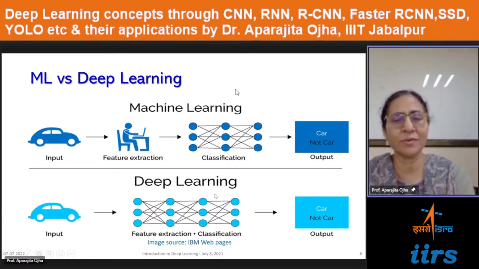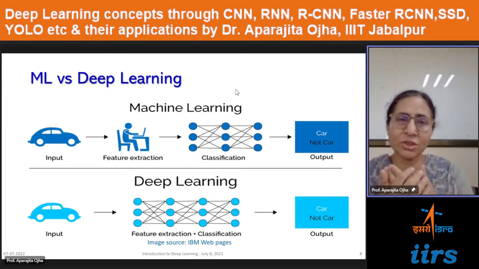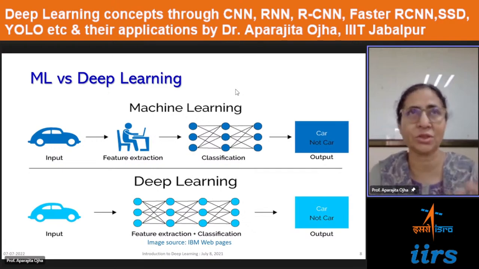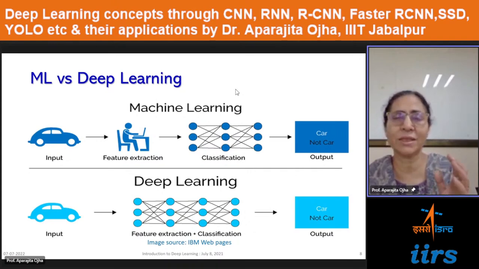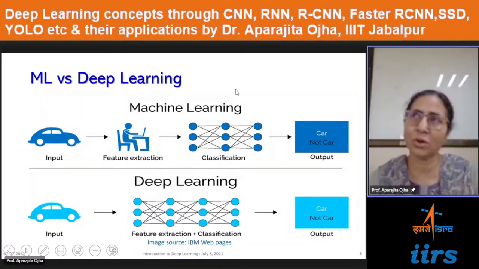In contrast to this, my dear friends, deep learning does the feature extraction and classification all in one stage. So it learns the features automatically. You need not worry about which features should be the best possible 100 features or what could be the best method of extracting features. You simply give the data, and that data is fed to the deep learning model, and it automatically extracts features and classifies it, right? So that is the basic difference: it is able to automatically extract features.